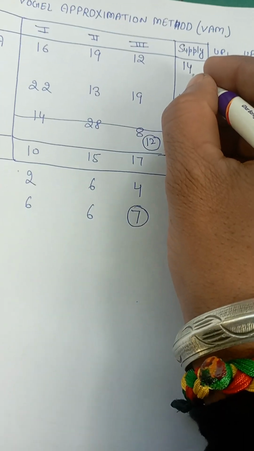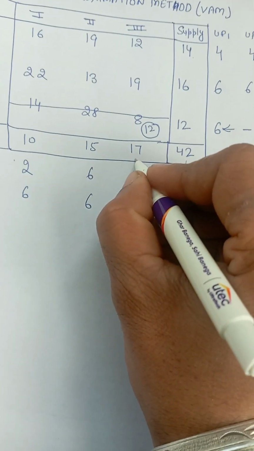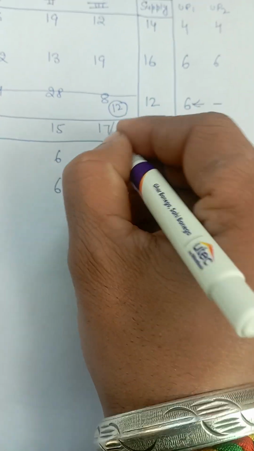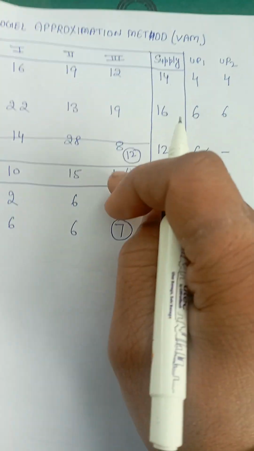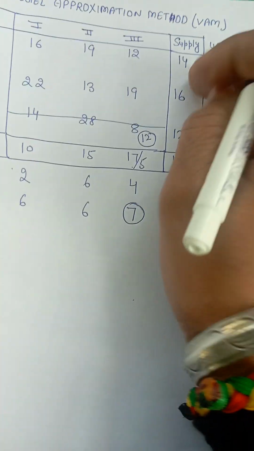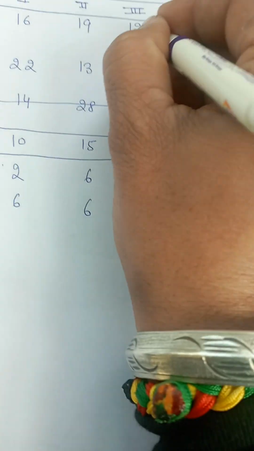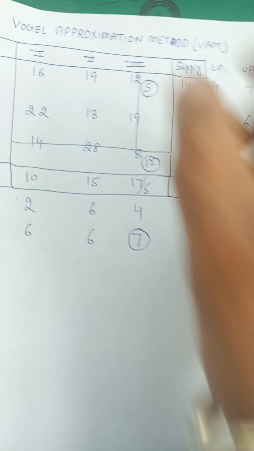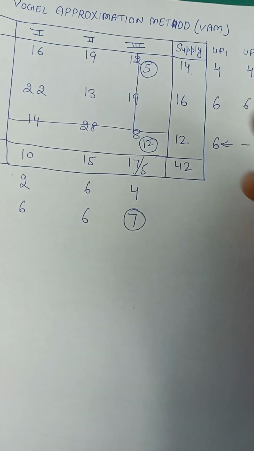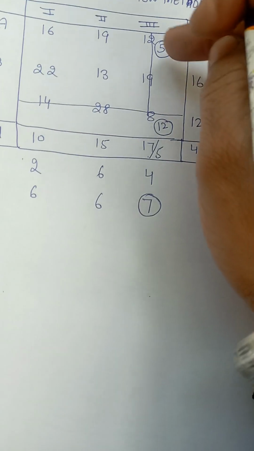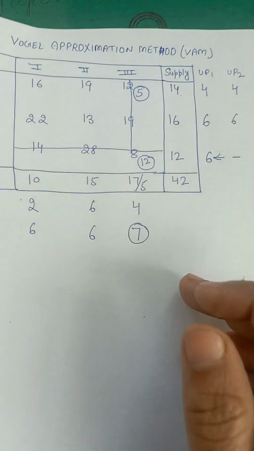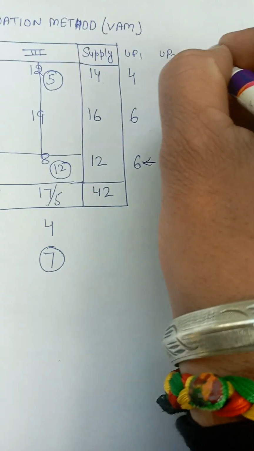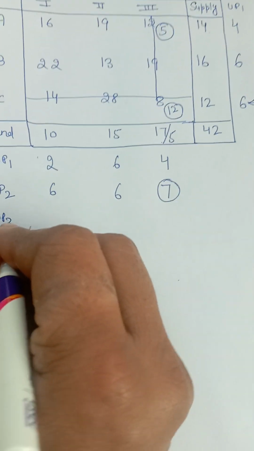Here supply is 14 and demand is 17, but from 17 we have already given 12, so the balance is 5. Here demand is less than the supply, so we put only 5. And the third column is eliminated, because the demand is already satisfied, since 12 and 5 make 17. Now we further calculate the unit penalty for every row and every column.